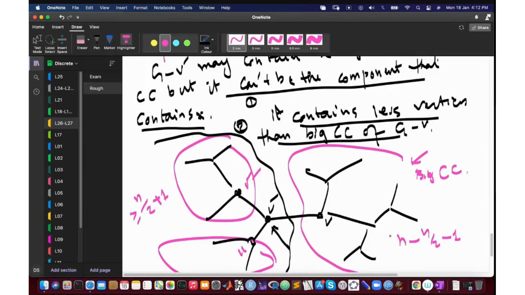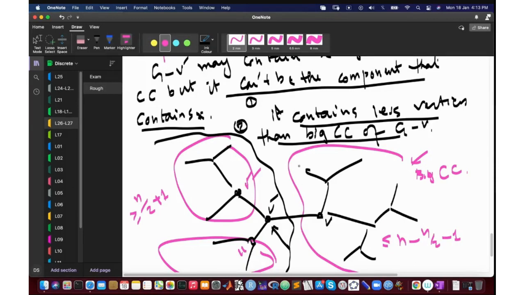But this is less, right? This is smaller than what is required for it to make a big component. Okay, so it can't be the big component because in the previous episode we said that V bar is a vertex in a big component. So there can't be enough vertices on the side of V to make it a big component.